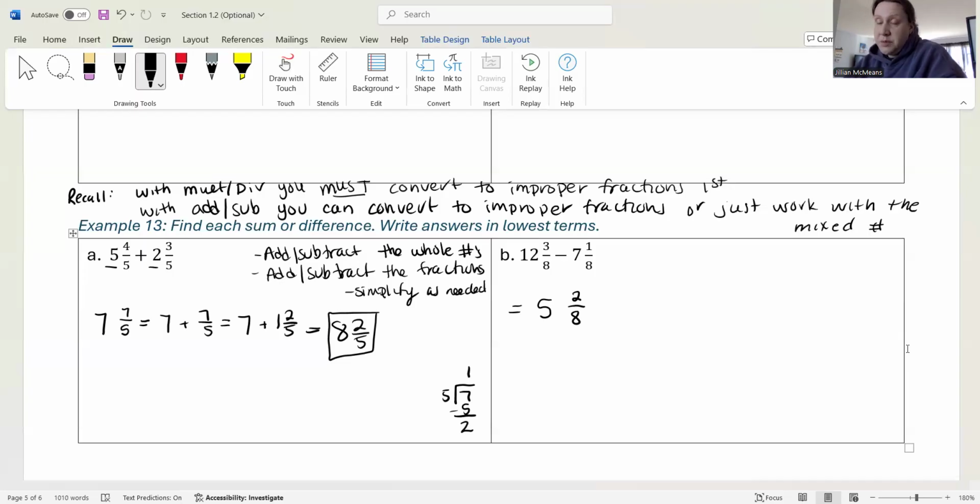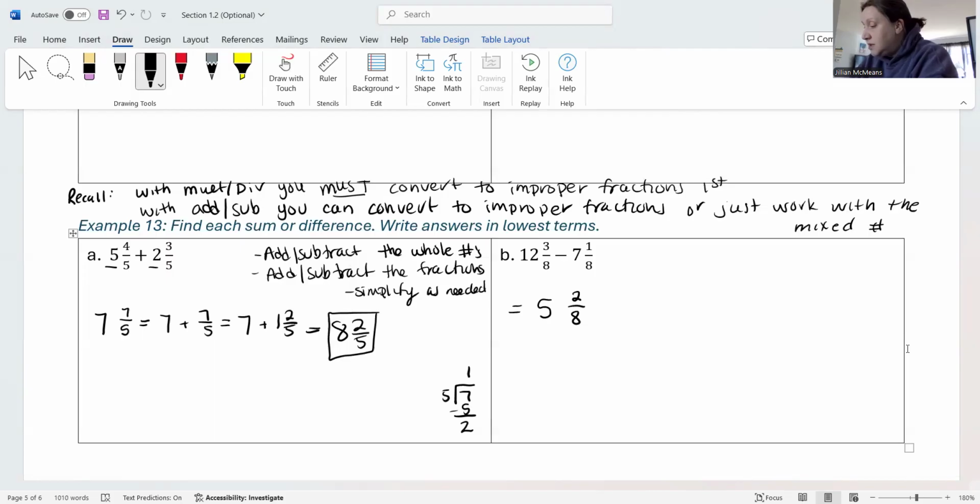Now, when you're dealing with mixed numbers, subtraction in particular can sometimes get difficult because you have to borrow. This is a really easy example where nothing crazy happens, but we do need to simplify here. So we did 12 minus 7 is 5. 3/8 minus 1/8 is 2/8.